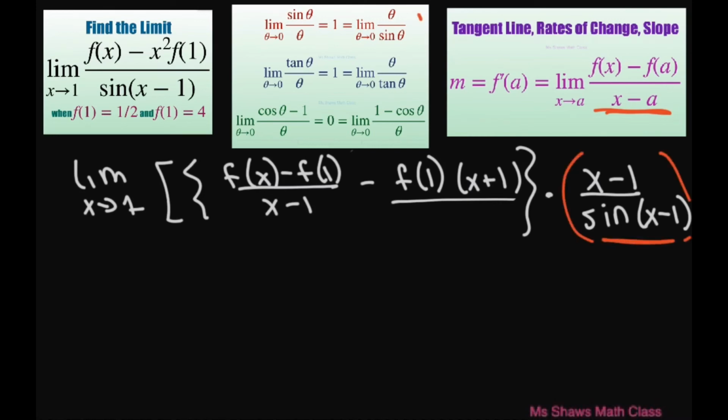So applying the limit now, we already know what this piece equals. It looks like this form here, and that's going to go to 1. All right. And let's look at the rest.